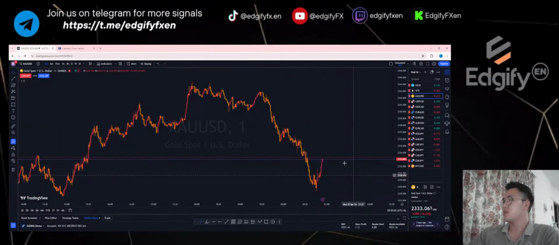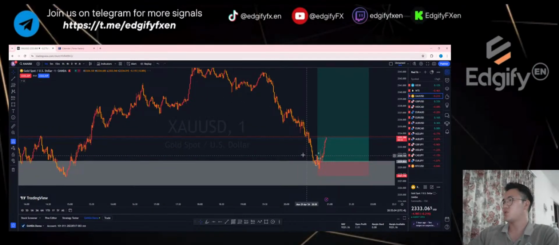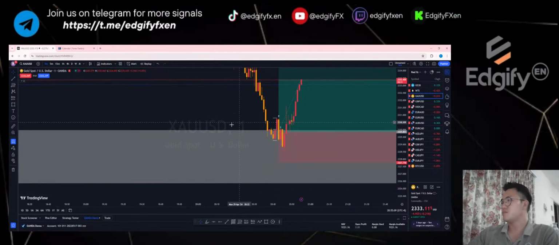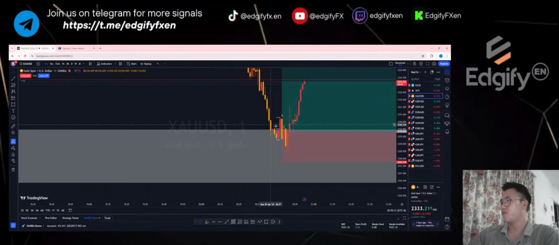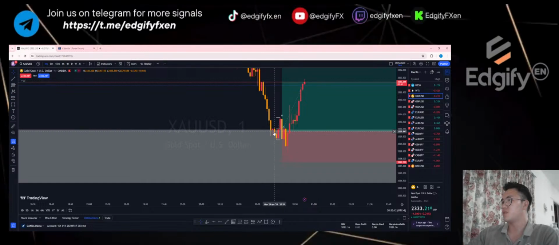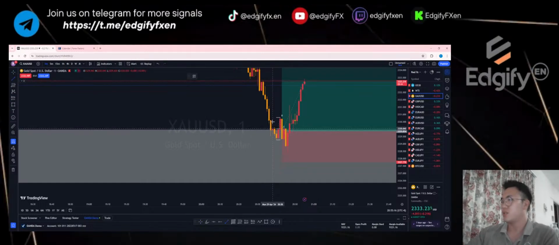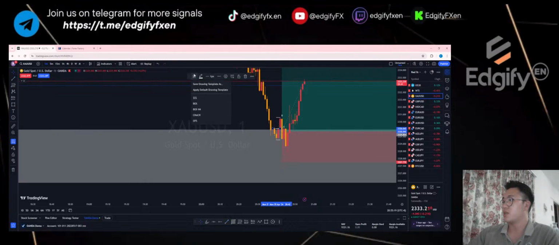Basically, gold here, I was thinking if I should take it, but it's a bit risky because I use the confirmation based on this 1 minute, which is from this candle. That is why I just marked it out, but I did not tell you guys to take any entry.